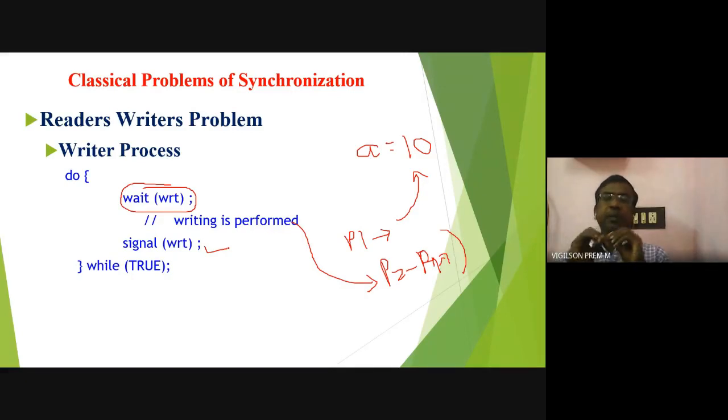So the writer's problem is very simple. Before I am going to write, I will ask all others to wait, whether reading or writing. I will write or modify the value and come out of the critical section. Now whoever wants to read or write, you can go. This is for the writer process.